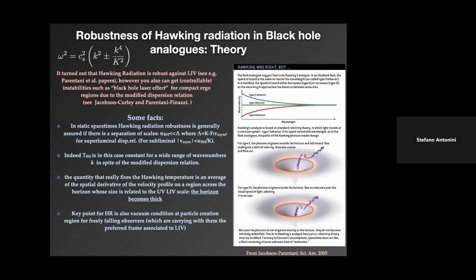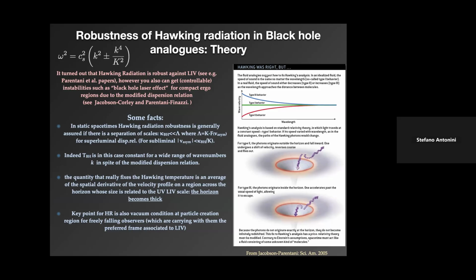Okay, but how does the robustness work? I mean, you just told us about the experiment to see the Hawking radiation, but how is it possible? Because if you think about it, the Hawking quanta, when they get closer to the horizon, are blue shifted, so the UV part of the dispersion relation should matter.